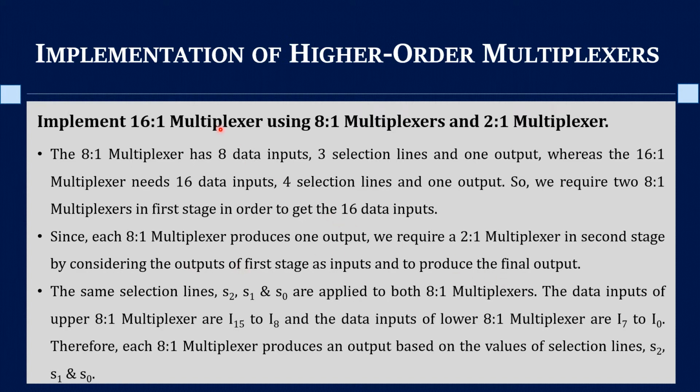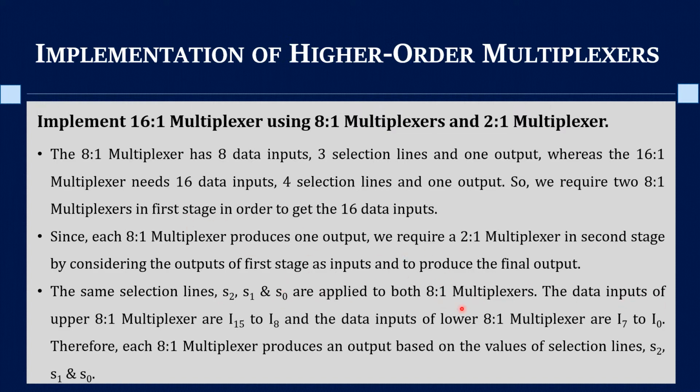We know that in the case of a multiplexer, we will be having only a single output line, right? But since we are making use of these two 8 by 1 multiplexers, we will be getting two output lines. So these two output lines are connected by means of a 2 by 1 multiplexer to produce the final single output. The same selection lines S2, S1 and S0 are applied to both these 8 by 1 multiplexers.